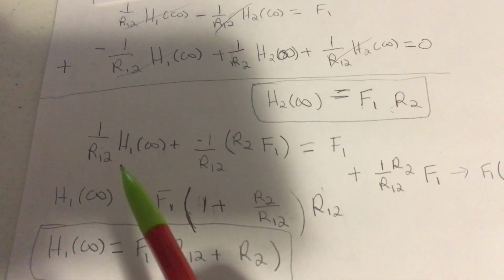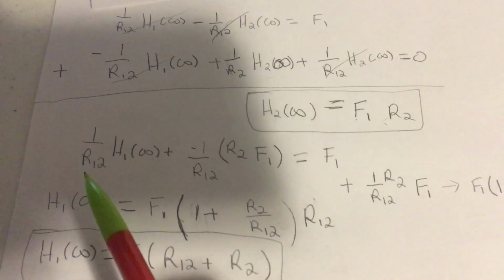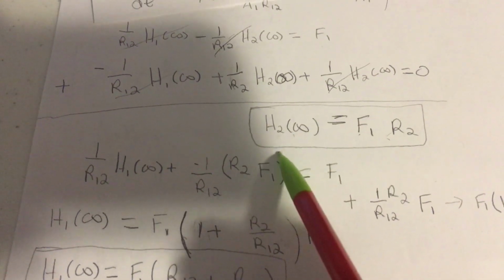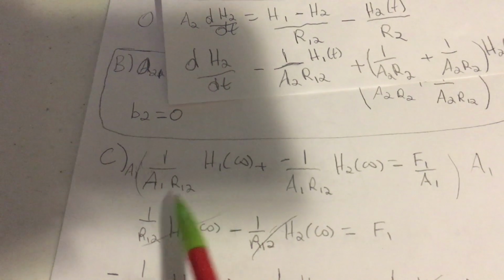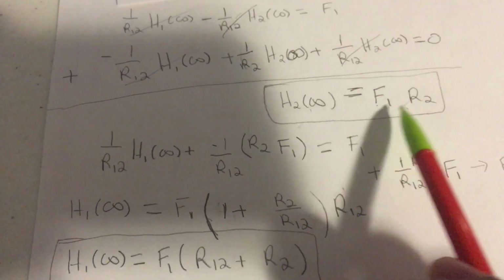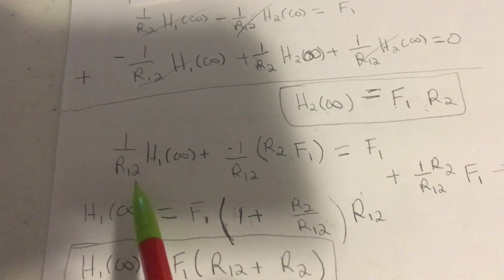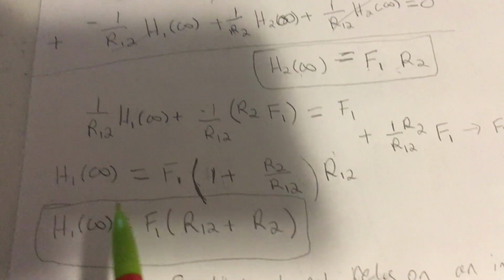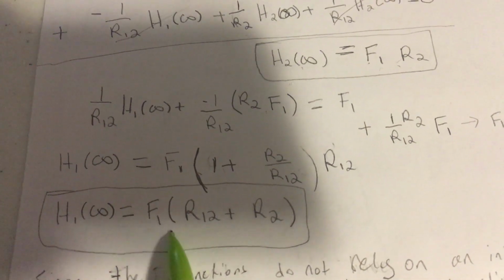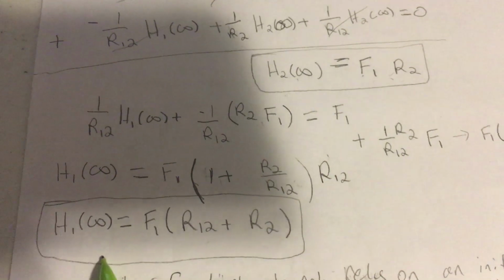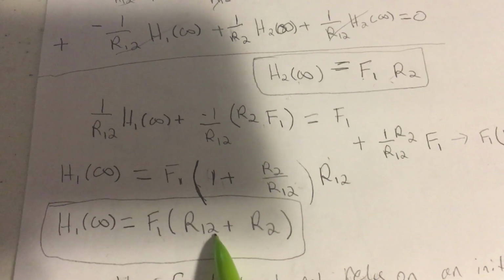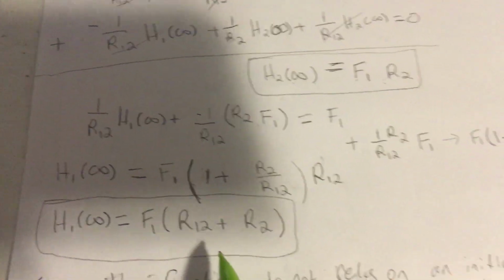Let's move on. We've got this value here. Now we're going to use this. We're plugging this in for h2 here, so we can get h1 in terms of just these coefficients. So we plugged in f1r2 here into that equation. Once you solve, you can get h1 of infinity is equal to f1 times r12 plus r2. And that's it. You've got h2 of infinity and h1 of infinity in terms of those coefficients, which is exactly what they ask you to do in C.